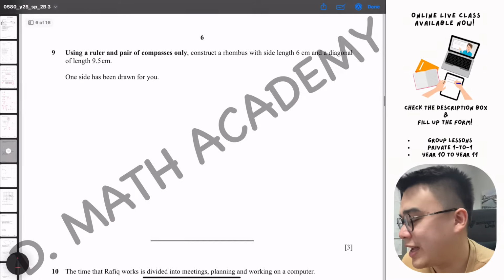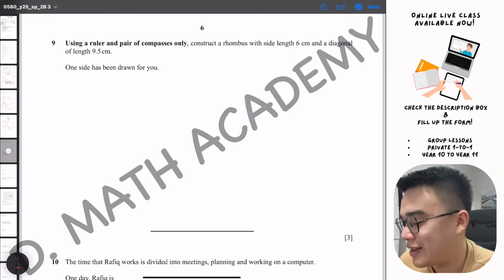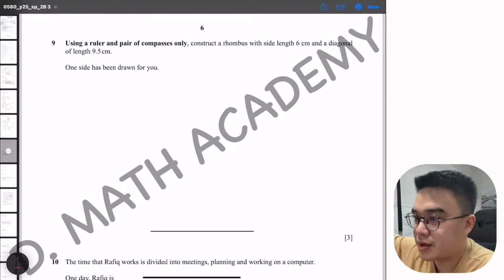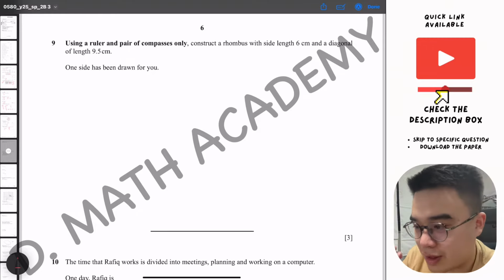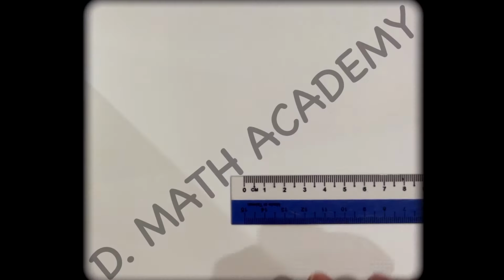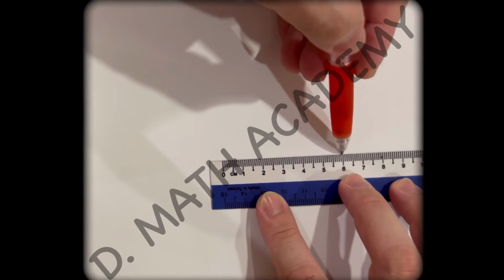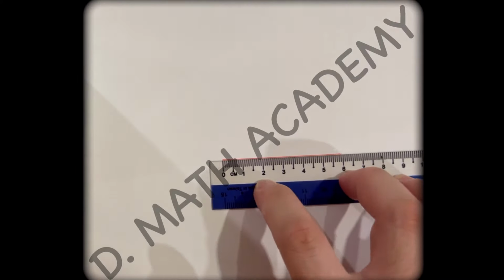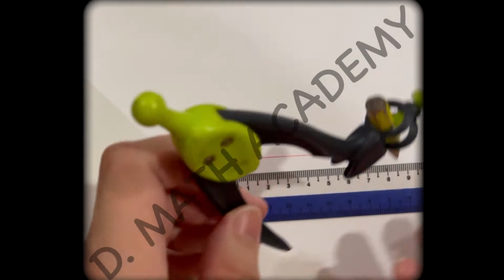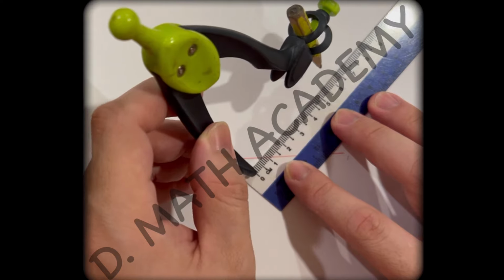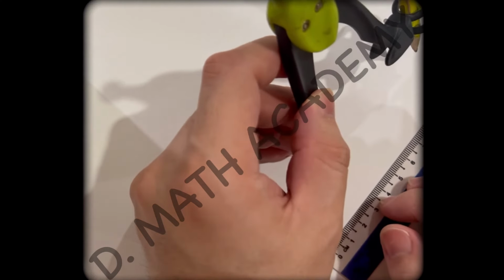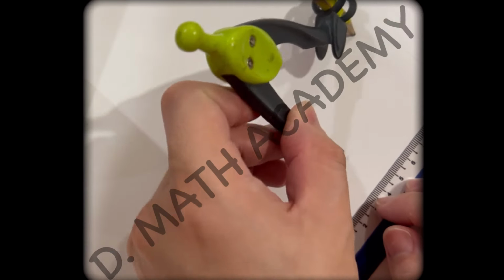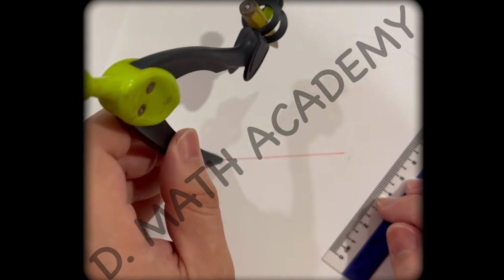Okay, so question 9, because I'm now on an iPad here, let's move our screen. I'll first draw out a 6 cm line over here. Don't mind that the line is a little bit slanted because I don't have my gears. So you have to measure 6 cm with your compass here and draw an arc. Repeat the same thing on the other end of the line.